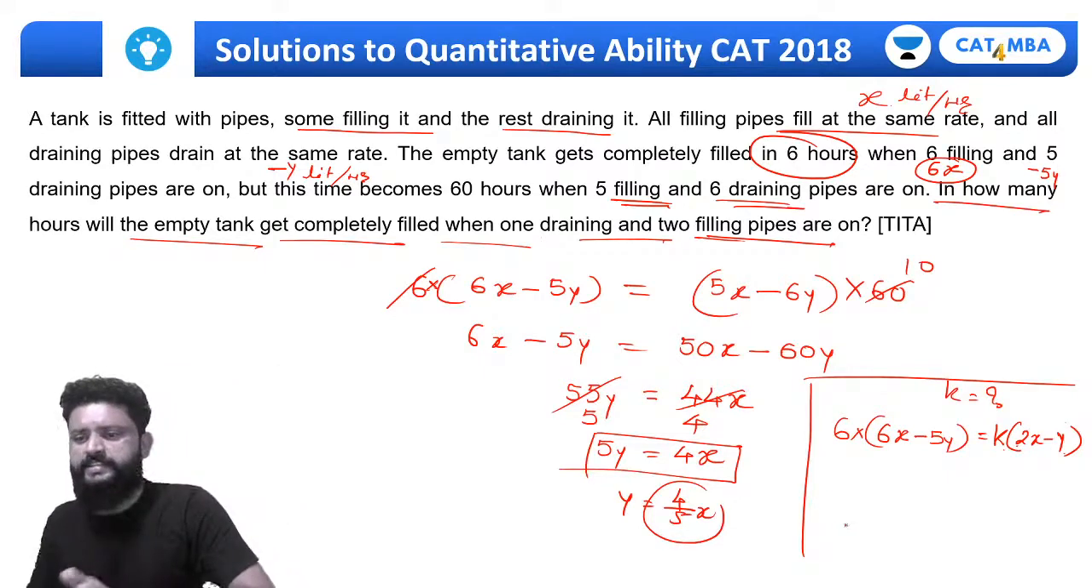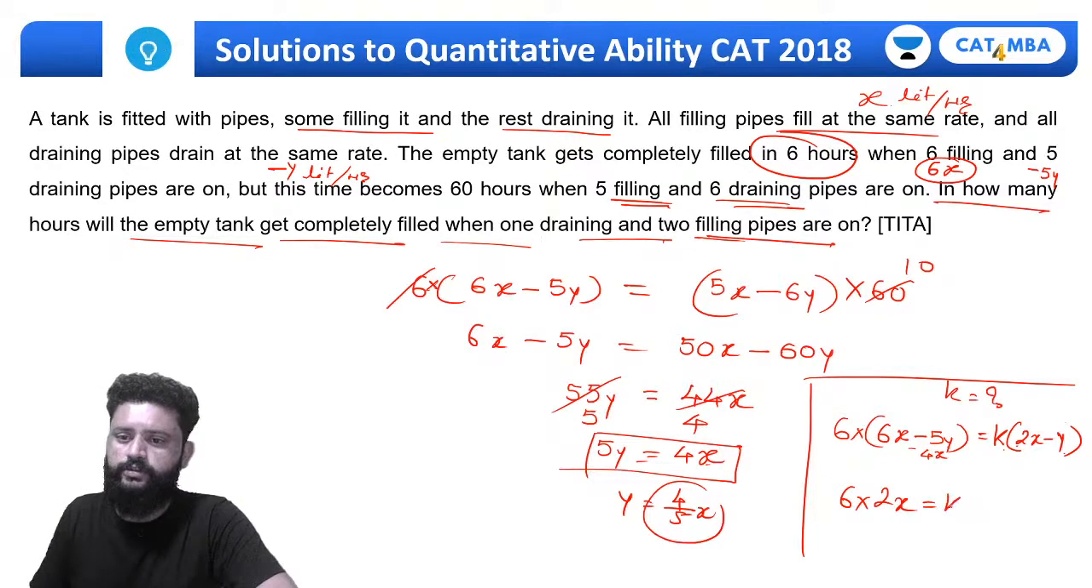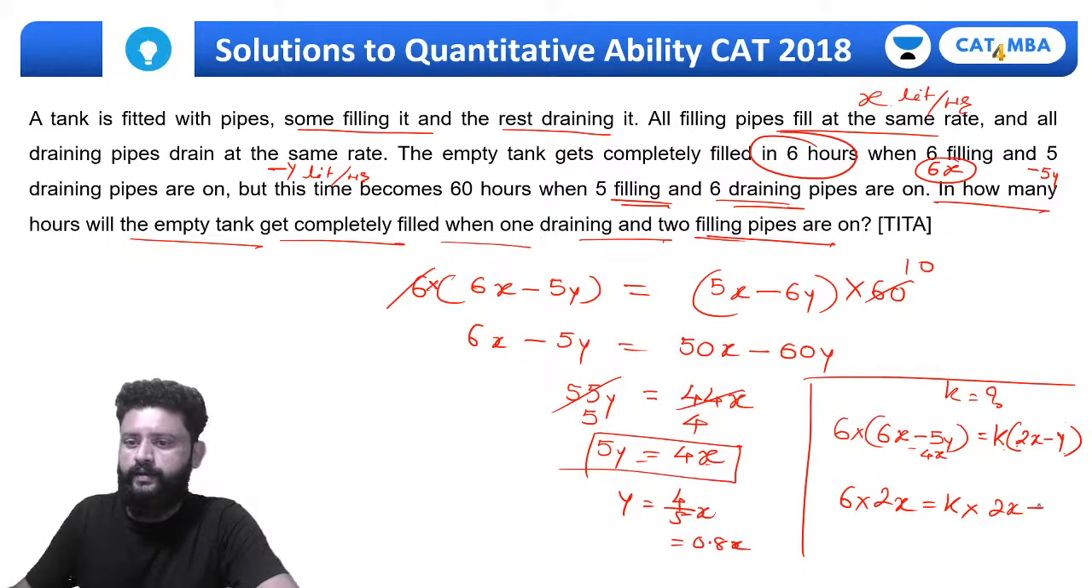right? It's a really simple question. Now guys listen, 5y का वैल्यू सीधे मैं यहाँ पे 4x रख देता हूँ. So 6x minus 4x will be 2x. So 6 into 2x must be equal to k into 2x minus y का वैल्यू कितना है 4 by 5x. 4 by 5 मतलब कितना होता है 0.8x. 2x minus 0.8x, that comes out to be 1.2x.